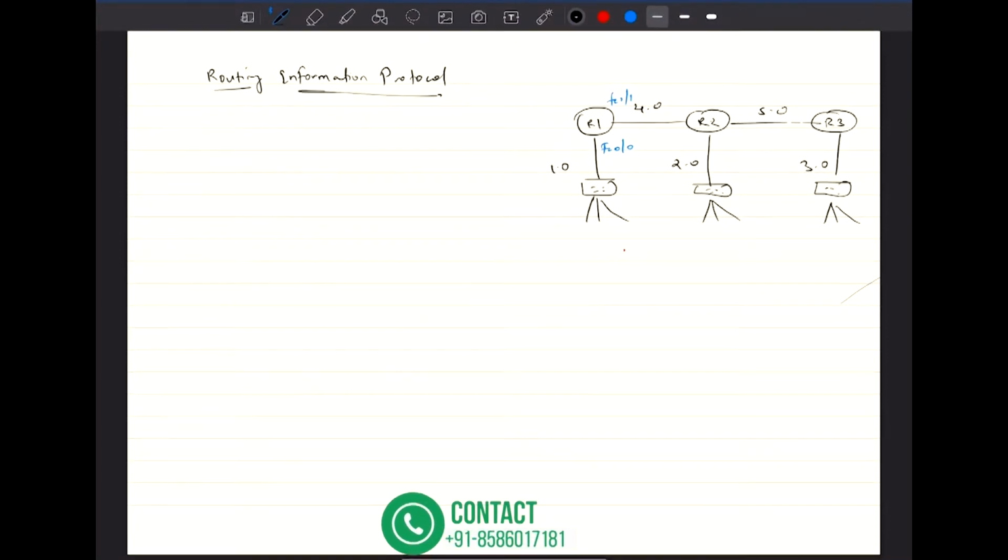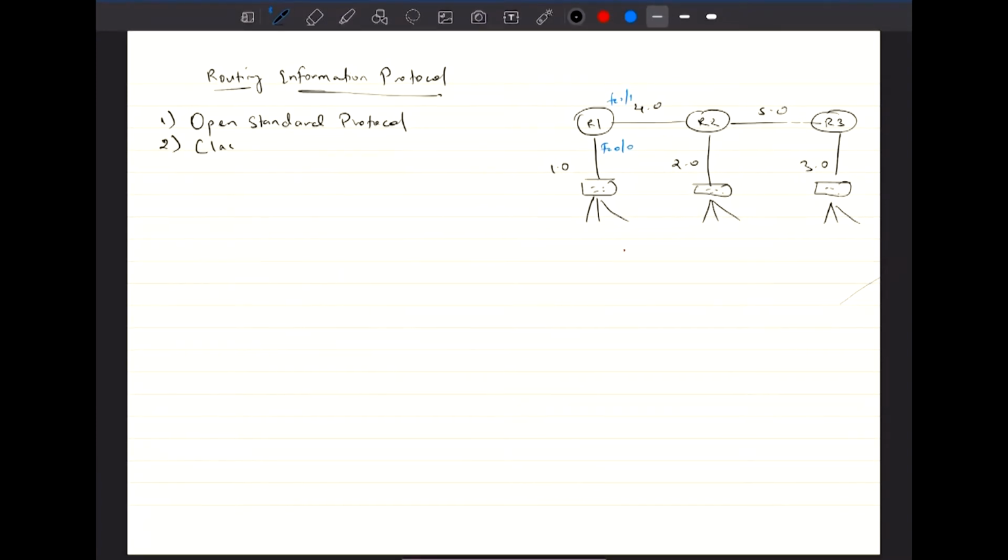When we discuss Routing Information Protocol, there are some fundamentals that you need to be familiar with. First one is that it is an open standard protocol. Second, it is a classless routing protocol, and I'll be explaining all of the terminologies. Third, the updates that it uses are sent on 224.0.0.9.